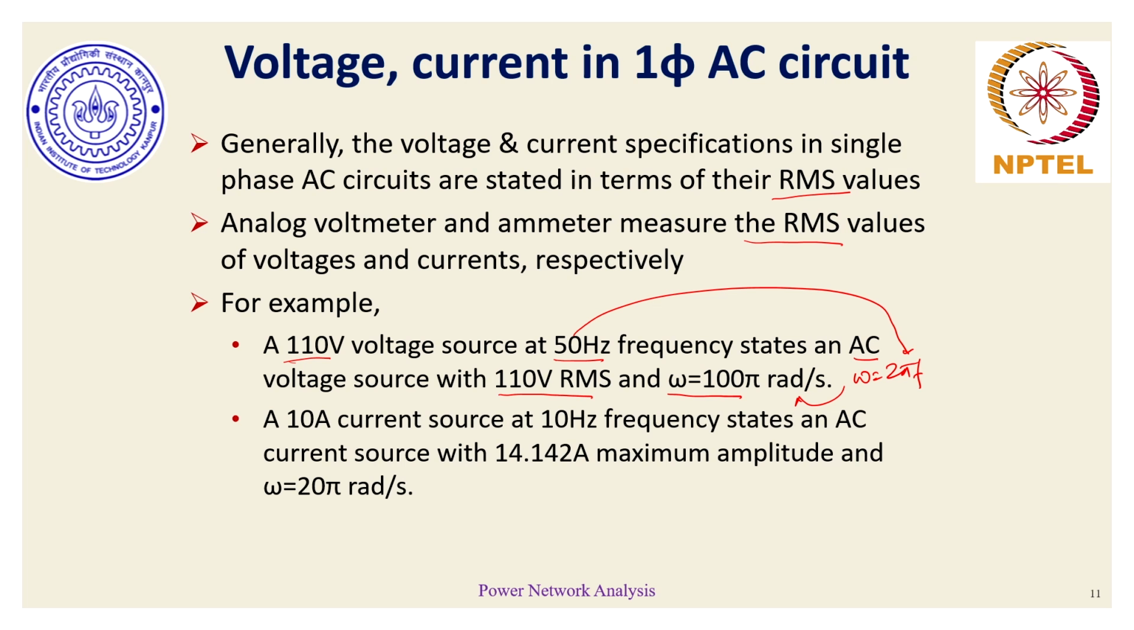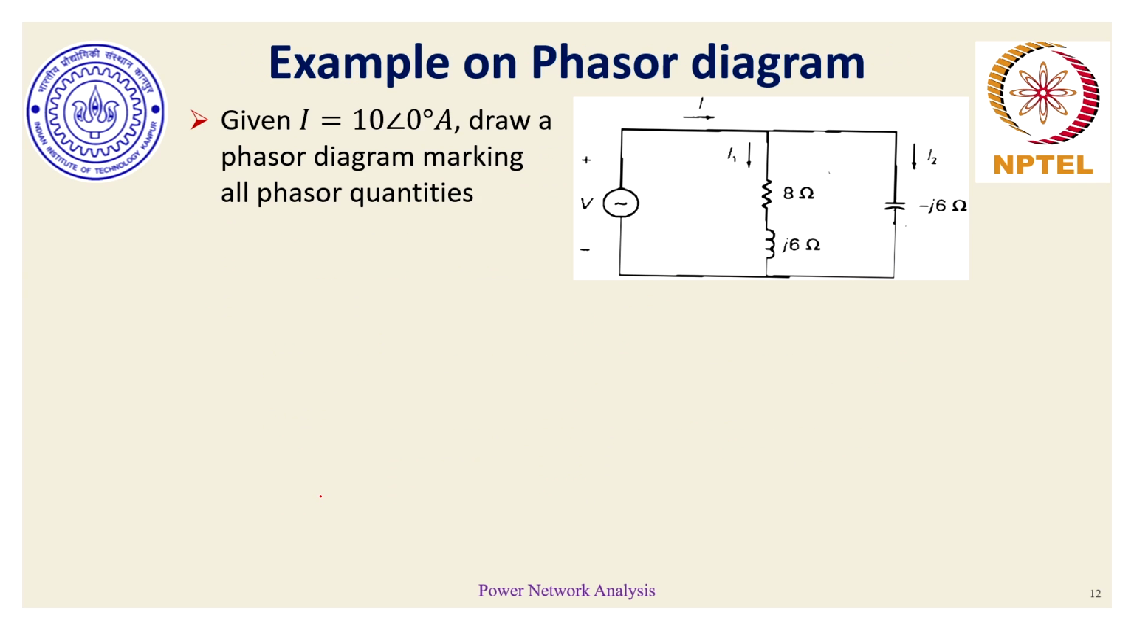Alternatively, if we have a current source of 10 amperes with a frequency of 10 hertz, it would mean that the maximum current which can be observed through this current source is root 2 I, where I is nothing but 10 amperes, which results in 14.14 amperes, and the angular frequency is 20 pi.